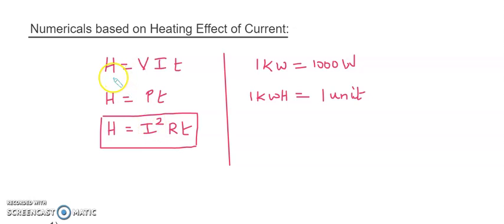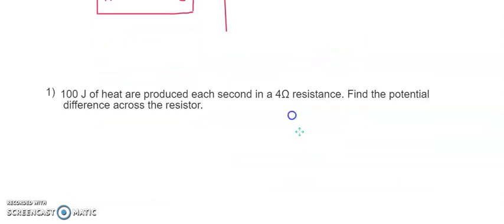H represents heat, or the energy which is dissipated or released. So the three formulas which we can use as per the given information: the first one is VIT, power into time, and I²RT. Now we know that 1 kilowatt, kilo means 1000, so it's 1000 watt. And 1 kilowatt is also called 1 electrical unit for consumption, in regular commercial units. So we're going to look into different word problems.